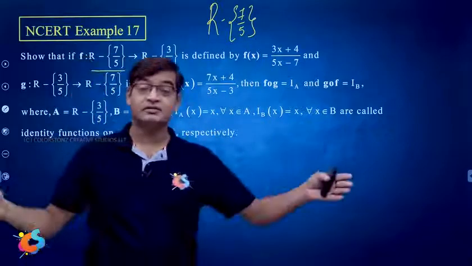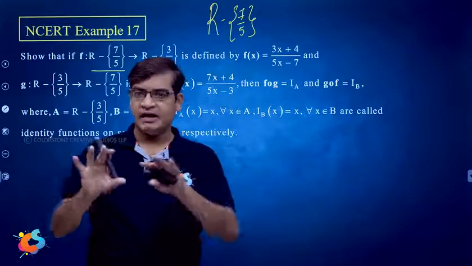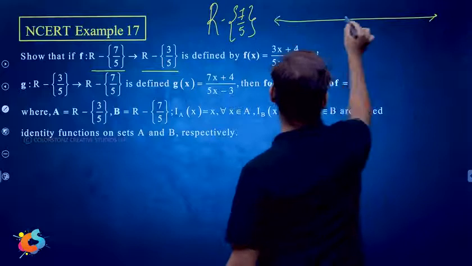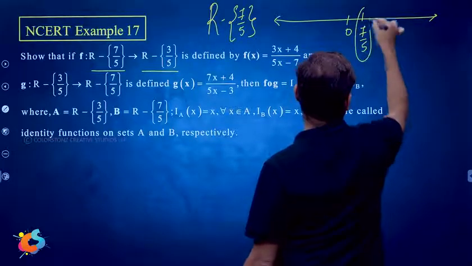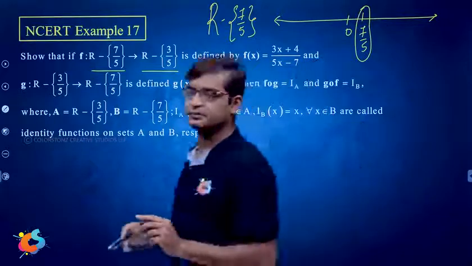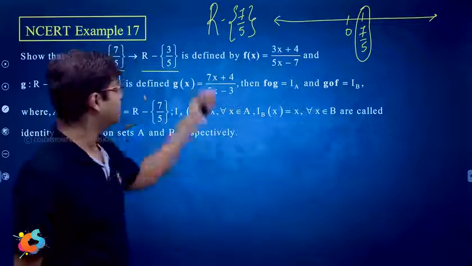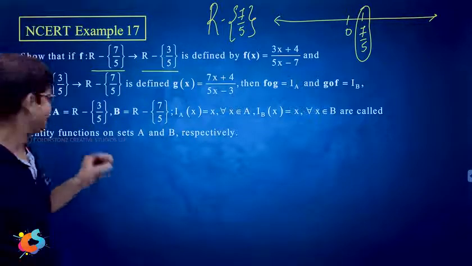Real numbers is a very infinitely big set. In that you remove 7 by 5. Except that, everything else you take. On the number line, here you have 0, here you have 7 by 5, let us say. You remove this real number, only that real number. Then all of the other real numbers in one set, that is R minus 7 by 5. In the same way, R minus 3 by 5.